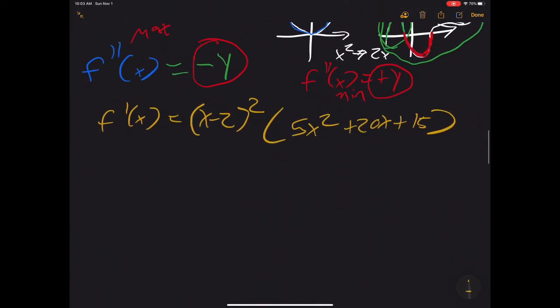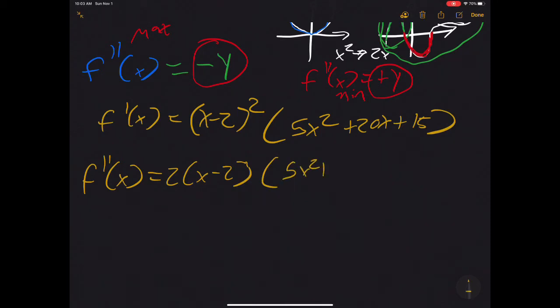And now taking the second derivative is very easy. F double prime of x is just equal to the derivative of the first piece, 2 times x minus 2, times the second piece, 5x squared plus 20x plus 15, plus the derivative of the second piece, which is 10x plus 20, times the first piece, x minus 2 squared.